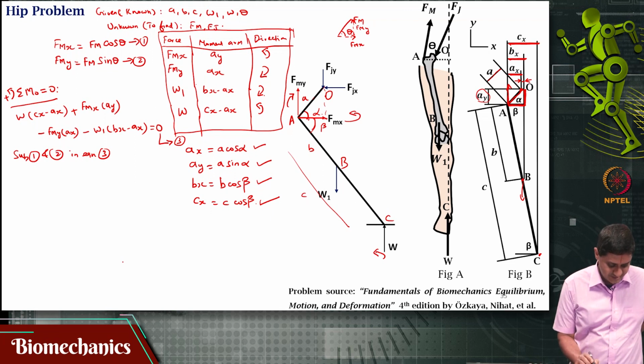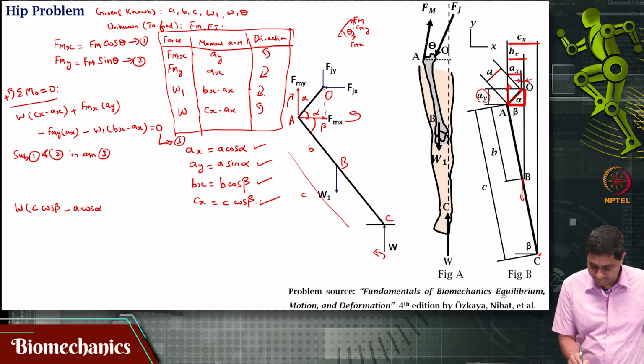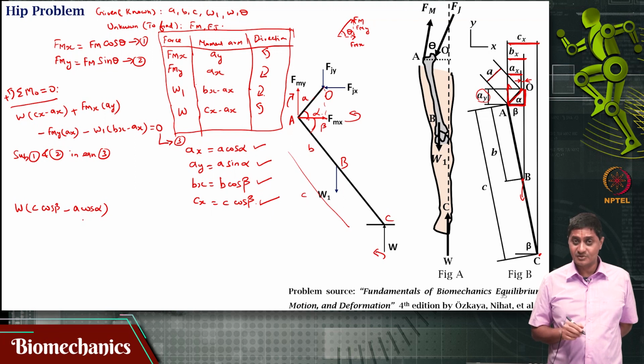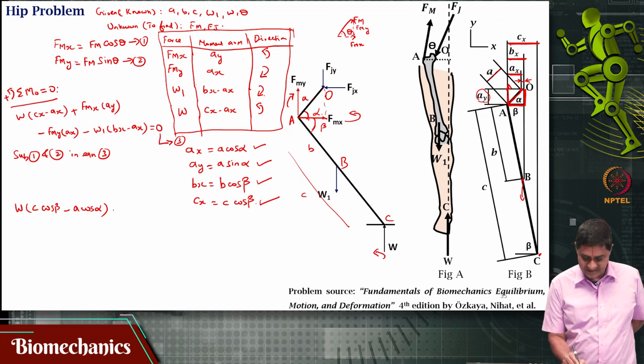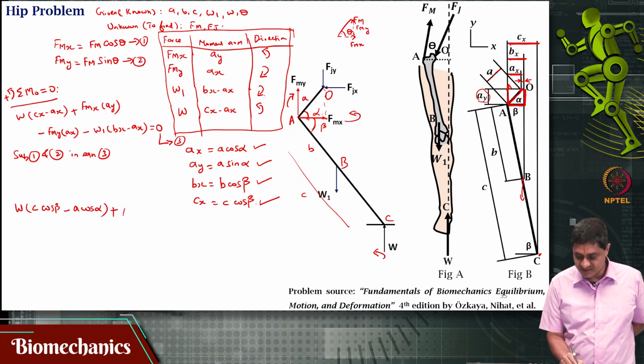If I substitute, I will get W times Cx minus Ax. What is Cx? Cx is C cos beta, minus Ax, which is A cos alpha. Remember that I told you we are going to get something that is going to look scary. That plus Fmx times Ay. What is Fmx? Fmx is Fm cos theta. Ay is A sin alpha, times A sin alpha.